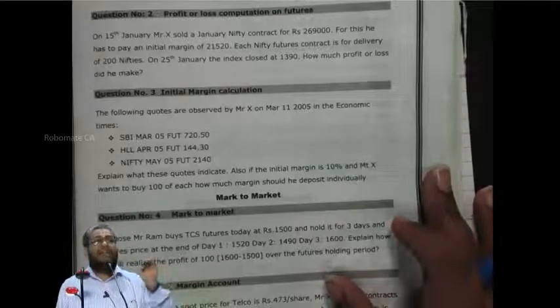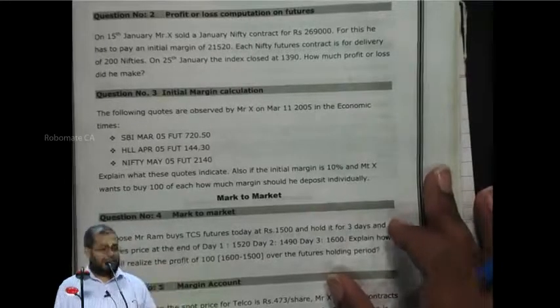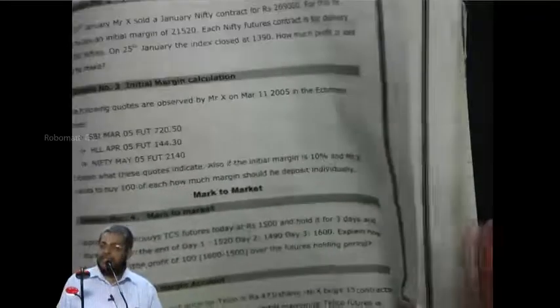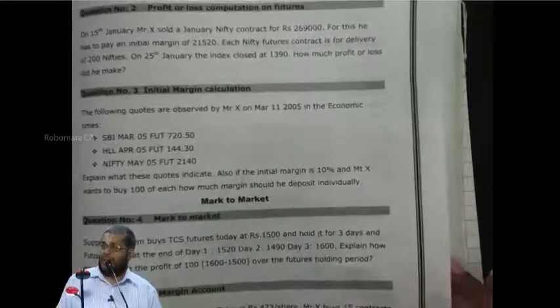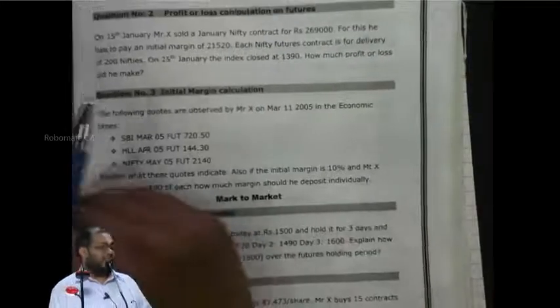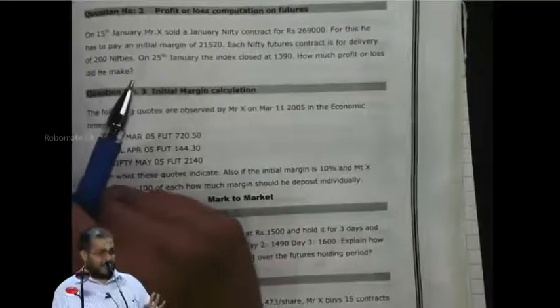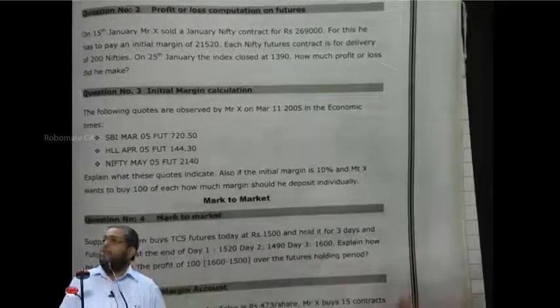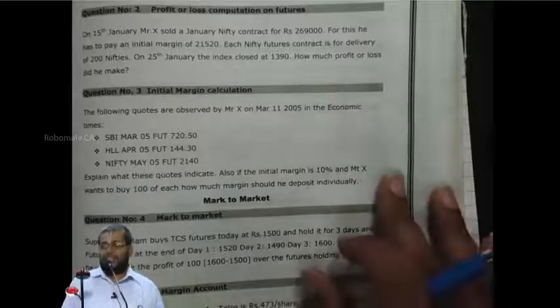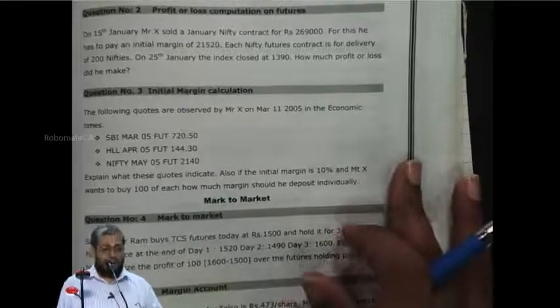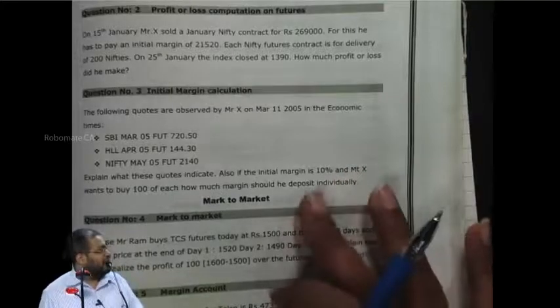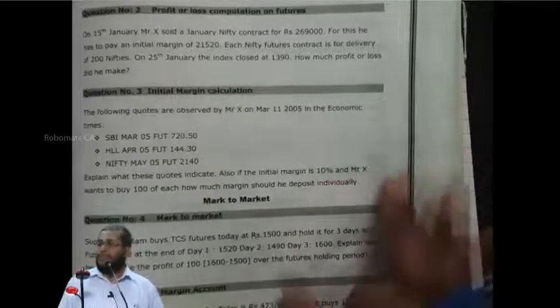When I entered, they also fixed and intimated the maintenance margin. What is the maintenance margin? 600 into 15 gives you 9,000. What is the meaning of that? When the margin account balance touches below 9,000, they intimate me to make a deposit. How much should I deposit? Variation margin. What is variation margin? Initial margin minus the balance in the margin account. This is what the problem is all about.